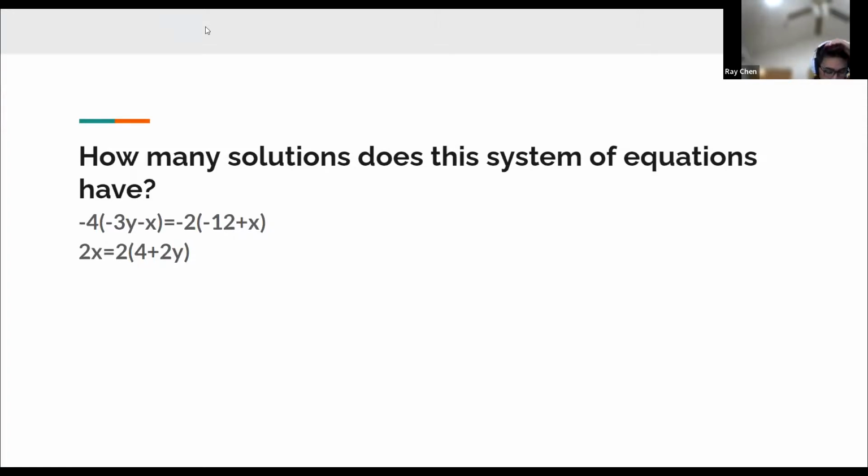Okay. So for this one, does anyone know how many solutions there are? 2 solutions. One is x is equal to 4. The other is y is equal to 0.